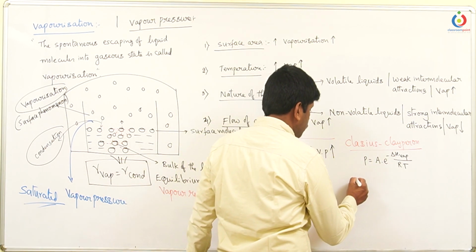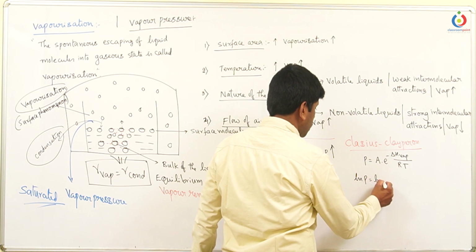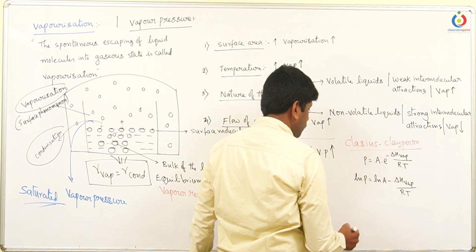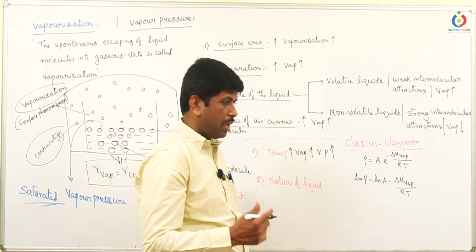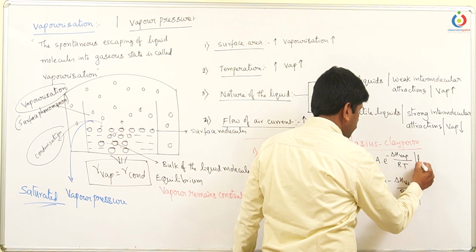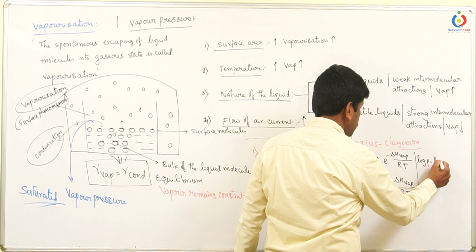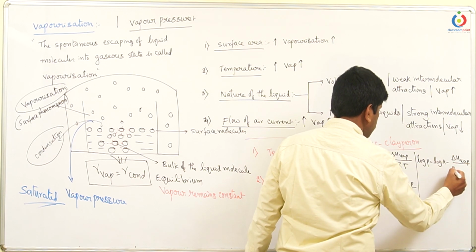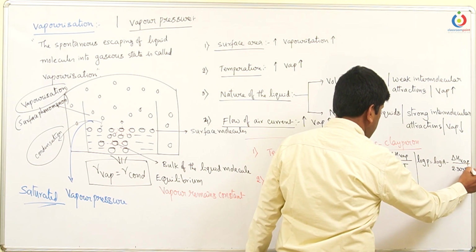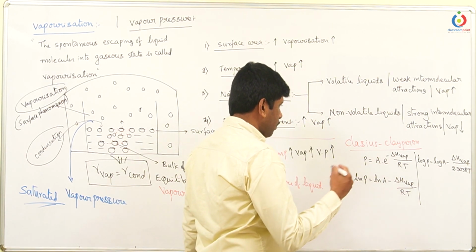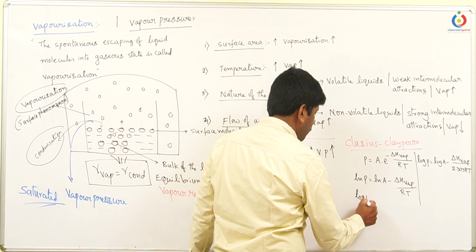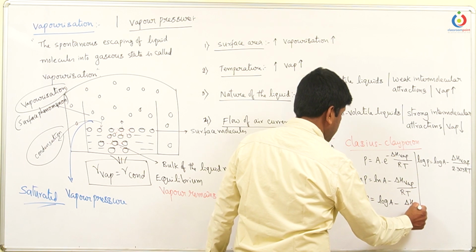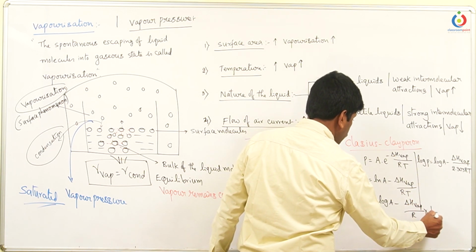Now apply the logarithm on both sides so that we get ln P equals ln A minus delta H evaporation by R into T. Then convert this into the base 10 logarithm. So we get log P equals log A minus delta H evaporation by 2.303 R into T. So this we can write as log P equals log A minus delta H evaporation by 2.303 R into 1 upon T.